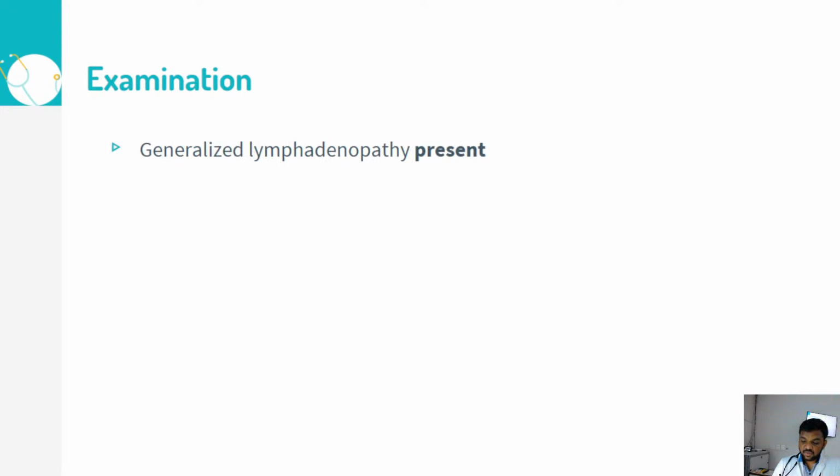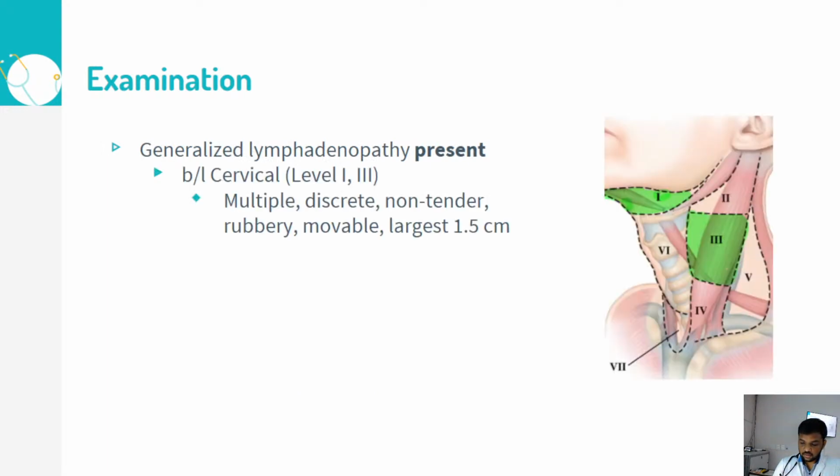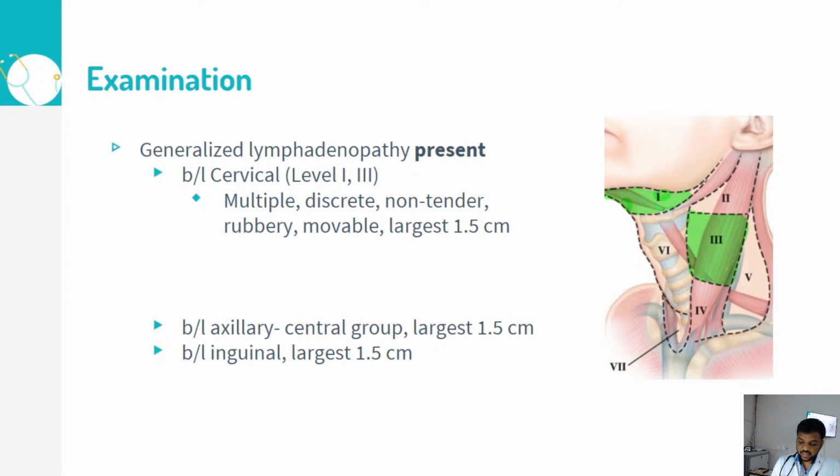Generalized lymphadenopathy was present. It was present in bilateral cervical level 1 and 3, that was multiple, discrete, non-tender, rubbery, movable, and largest being 1.5 centimeter. Bilateral axillary as well as inguinal lymph nodes were also there, largest being size of 1.5 centimeter.